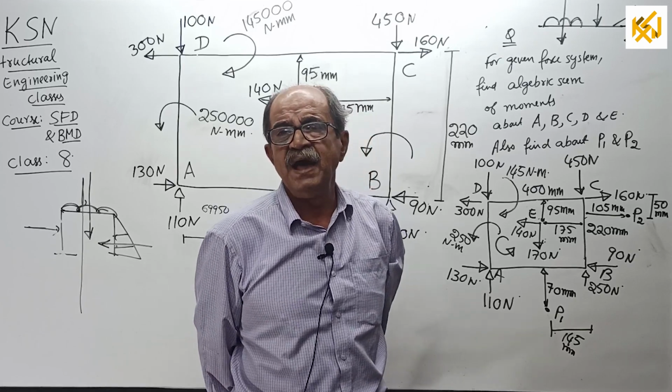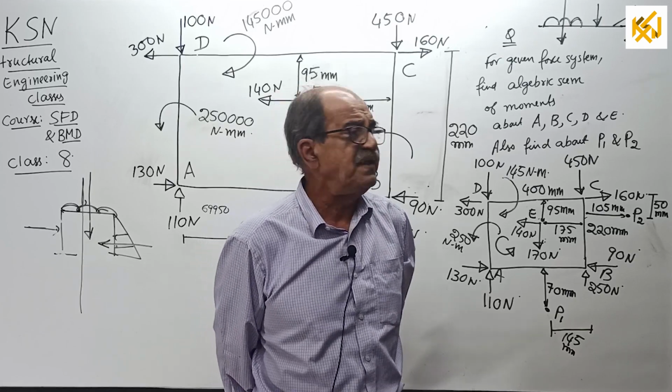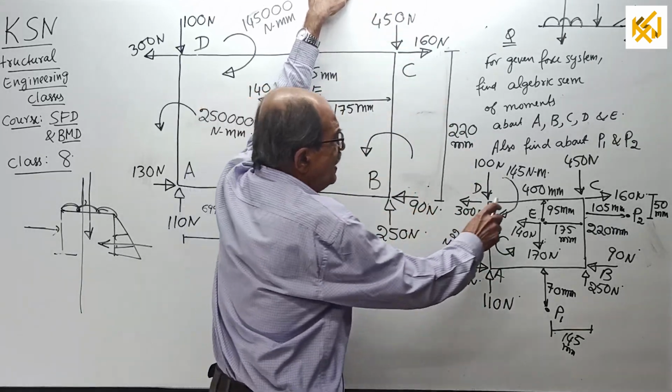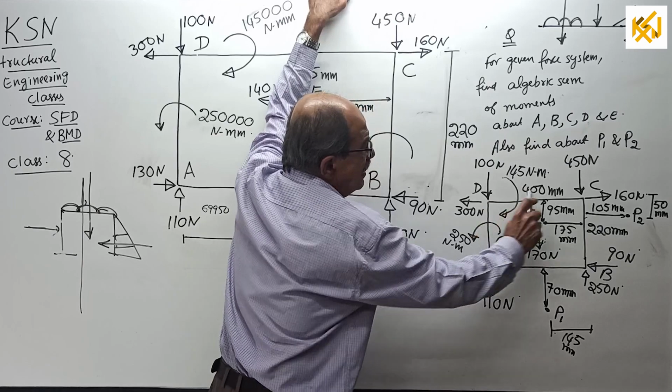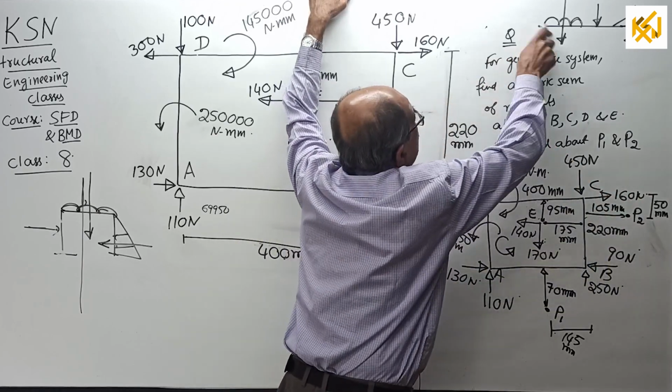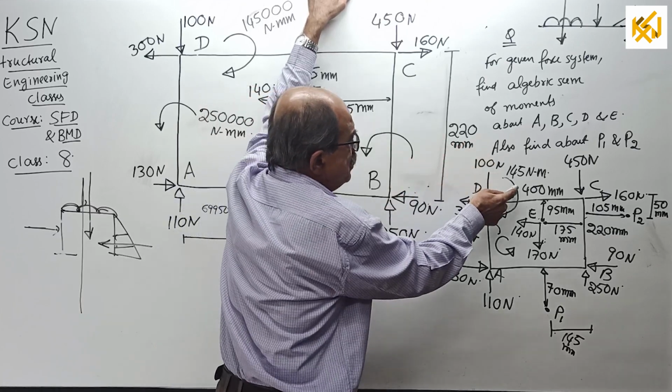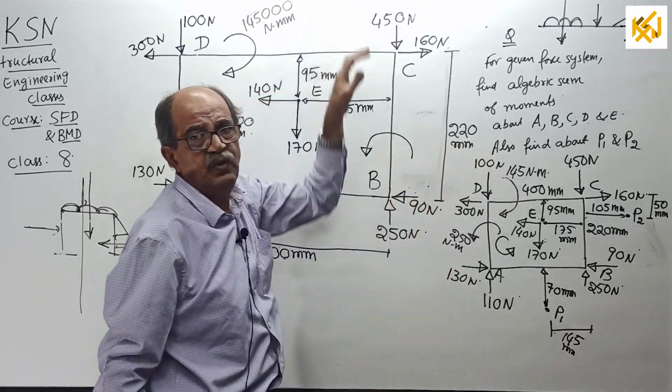Because for a bending moment diagram, you should know where the couple effect is. But here you only want to find the moment, so it hardly matters whether the couple is here or somewhere here or anywhere. One of them I took clockwise, the other anti-clockwise.